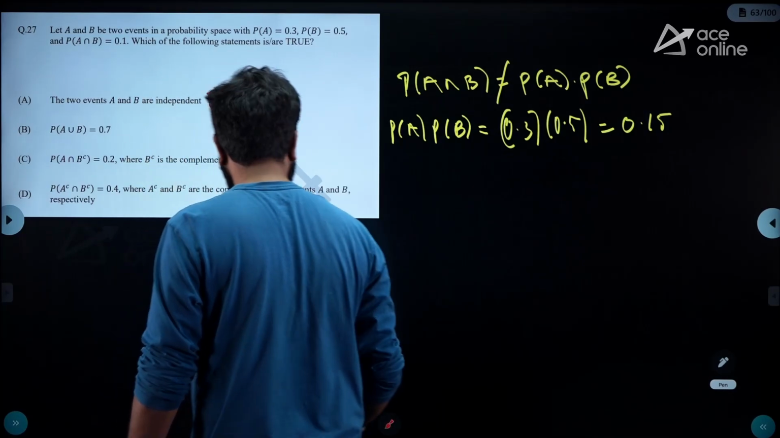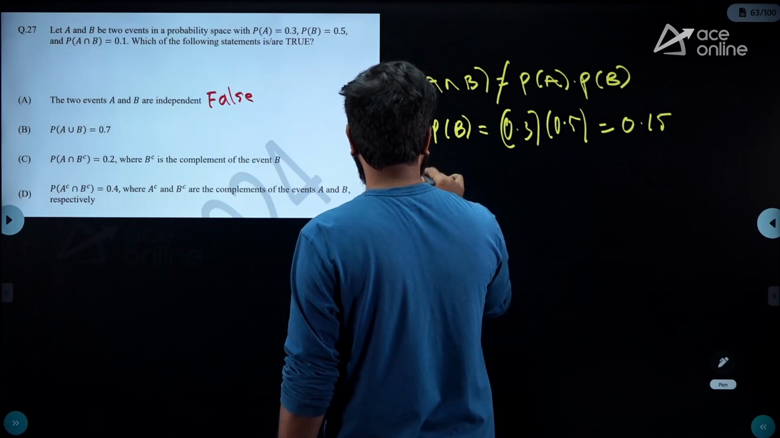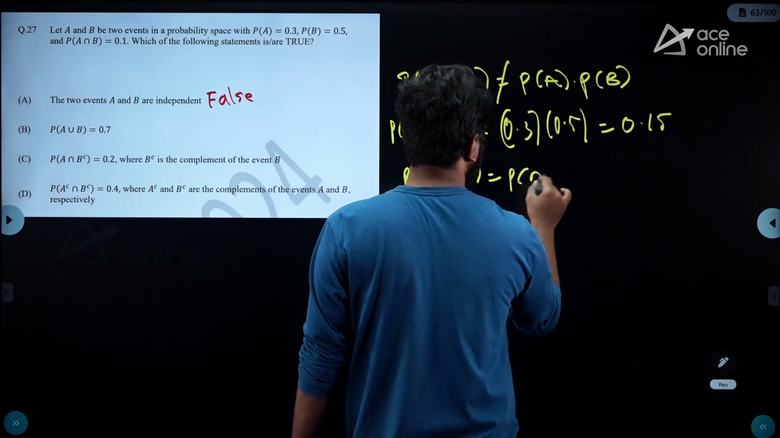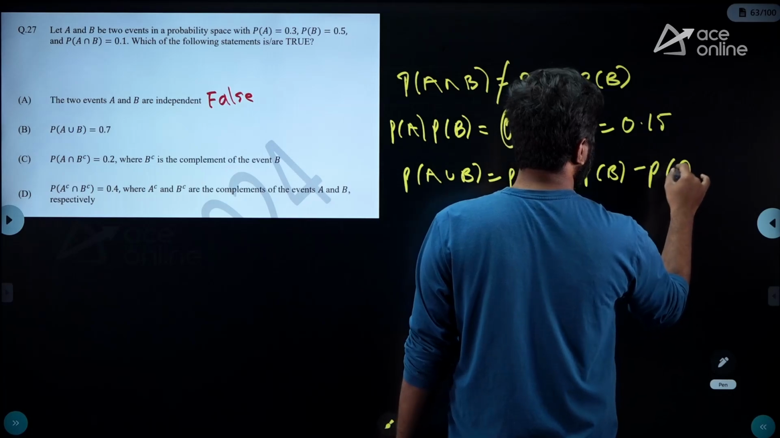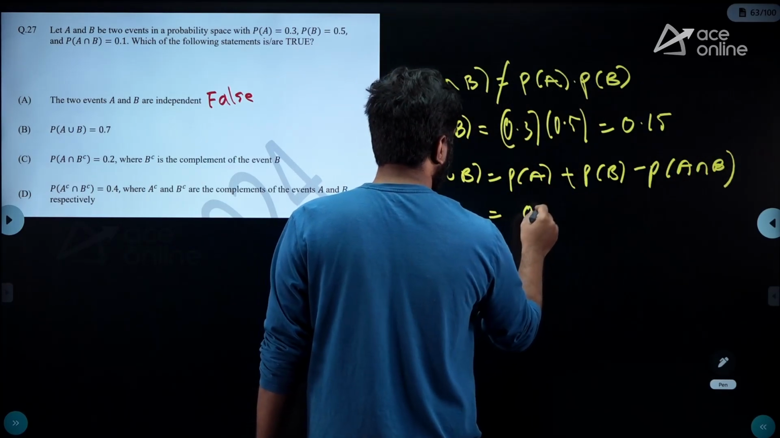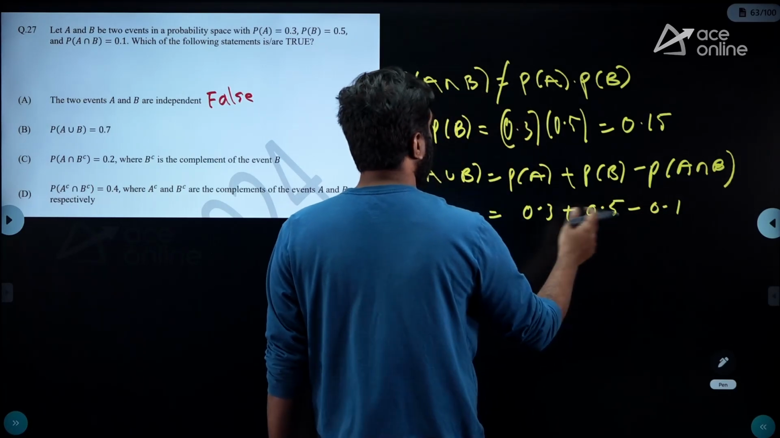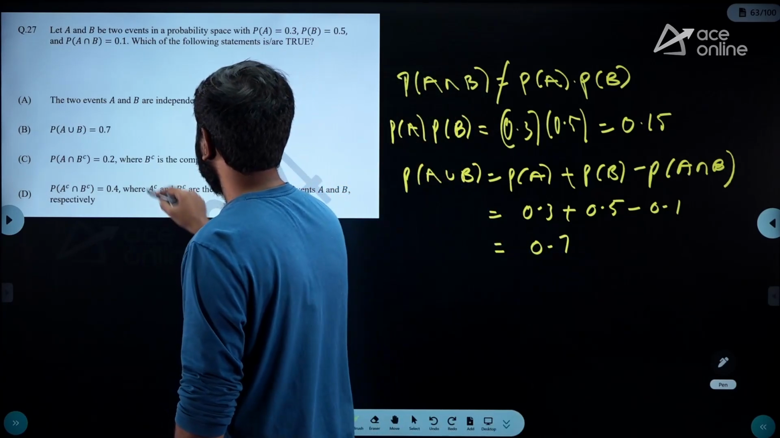And then the probability of A union B is asked, which is very simple to find. P of A union B is P of A plus P of B minus P of A intersection B. All the information is given. P of A is 0.3, plus 0.5, minus 0.1. 0.8 minus 0.1 is 0.7. True.